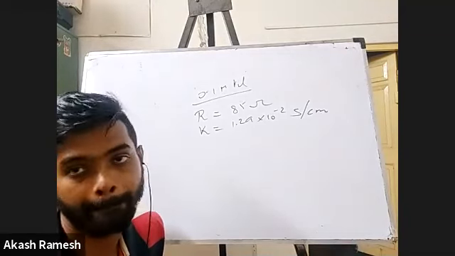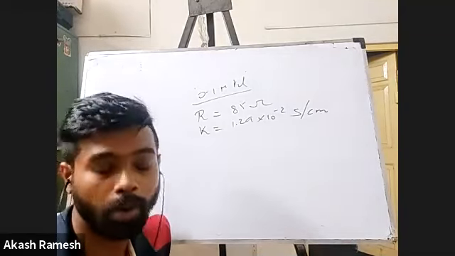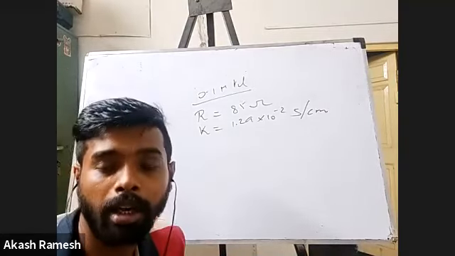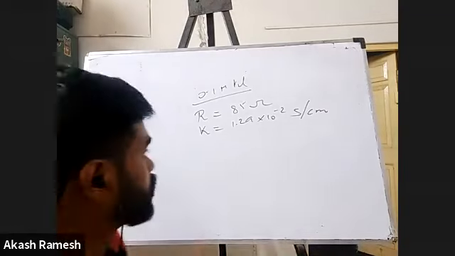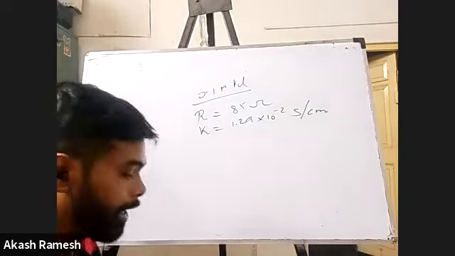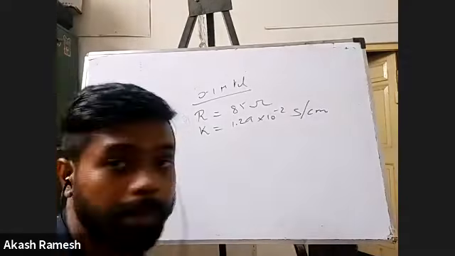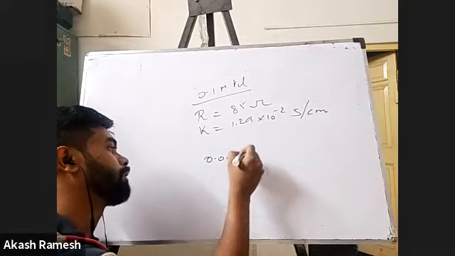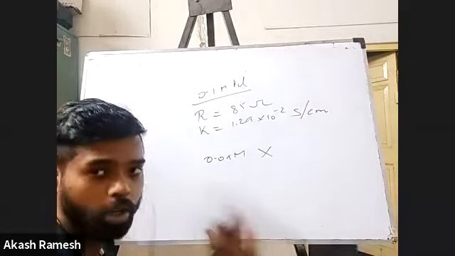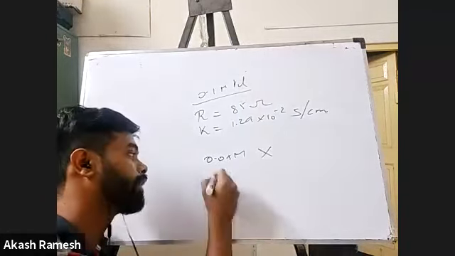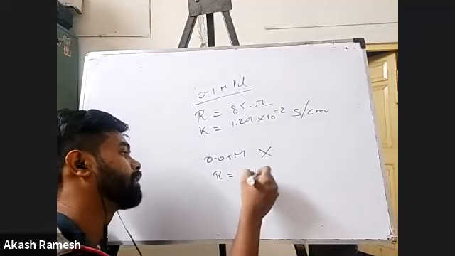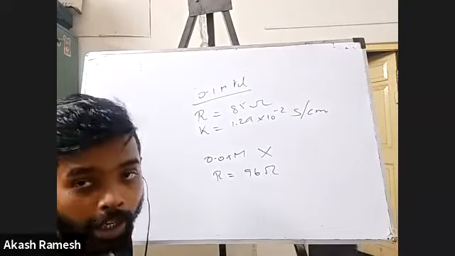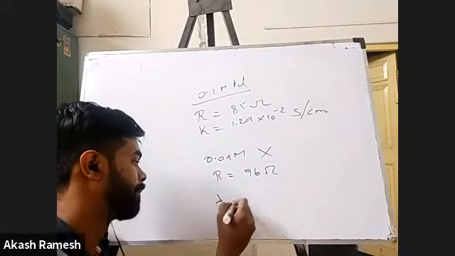Sigma, that is 1 by ohms, is what is mho. Mho is also called Siemens. Right? Okay, so the conductivity value is 1.29 × 10^-2 Siemens per centimeter. And what they're asking, I have a 0.05 M unknown solution. I don't even want to know what that is. They have given the R value to be 96 ohms, and they're asking molar conductivity, or molar conductance, that is lambda m.